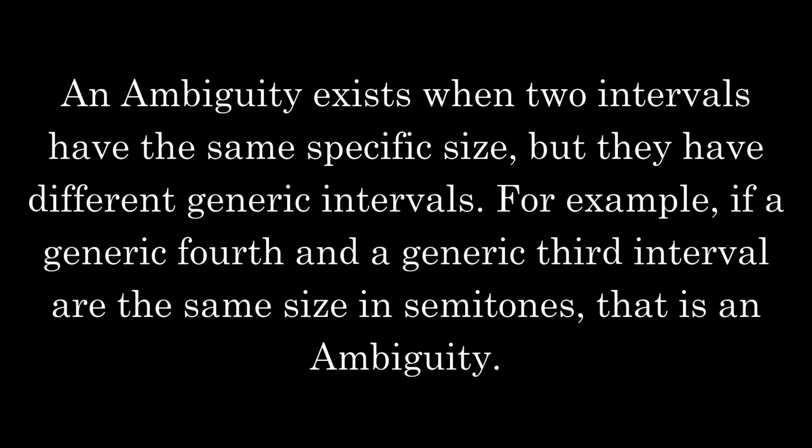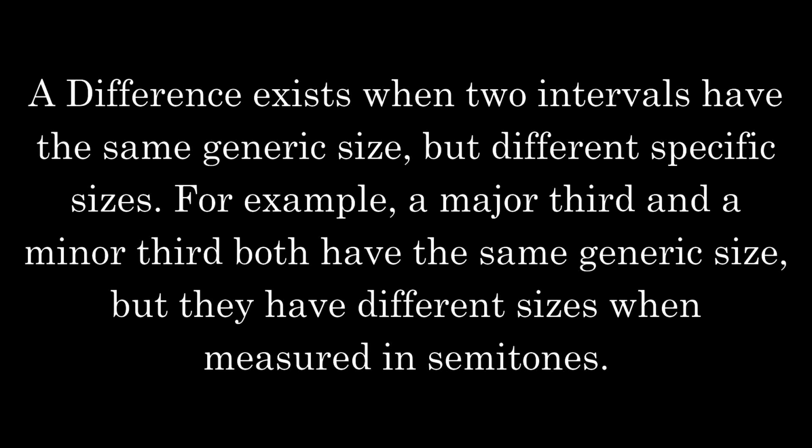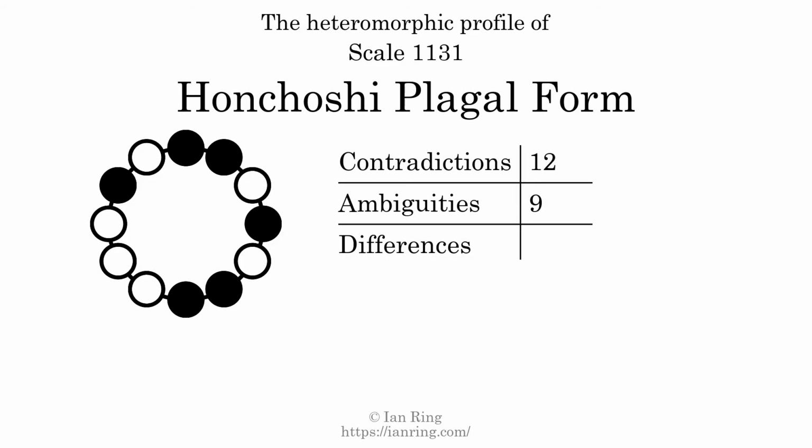An ambiguity exists when 2 intervals have the same specific size, but they have different generic intervals. For example, if a generic fourth and a generic third interval are the same size in semitones, that is an ambiguity. The number of ambiguities in this scale is 9. A difference exists when 2 intervals have the same generic size, but different specific sizes. For example, a major third and a minor third both have the same generic size, but they have different sizes when measured in semitones. The number of differences in this scale is 55.